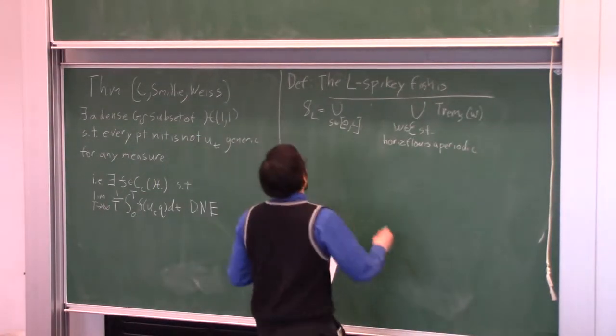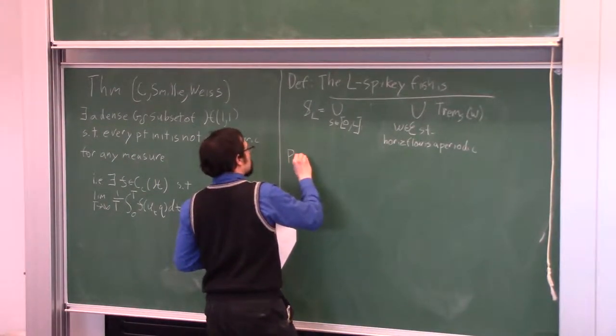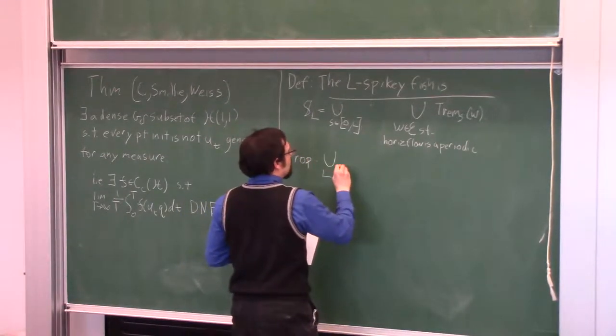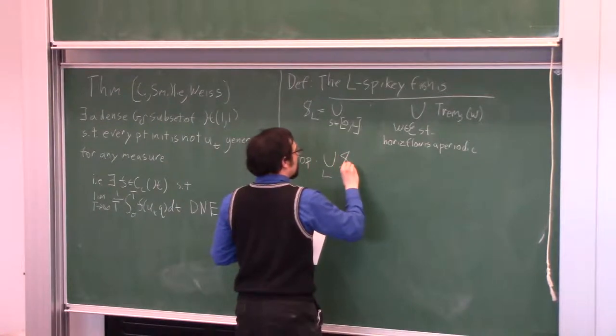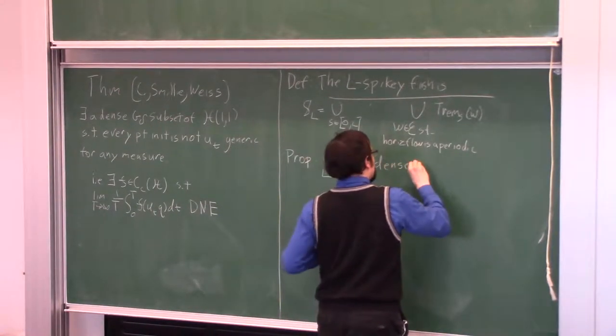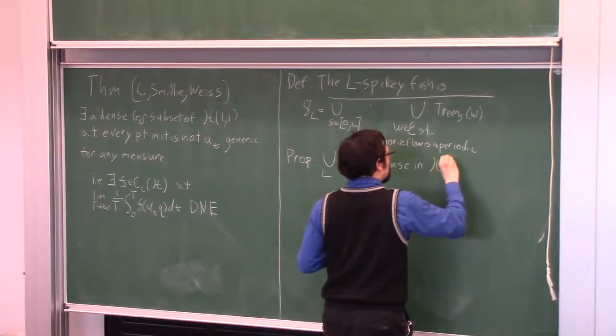Okay, so now we have a proposition. The union over L of S sub L is dense in H11.